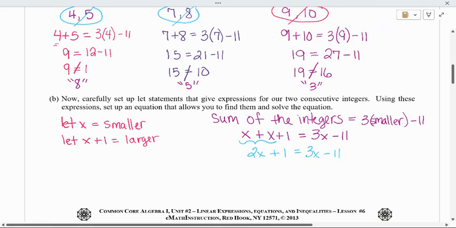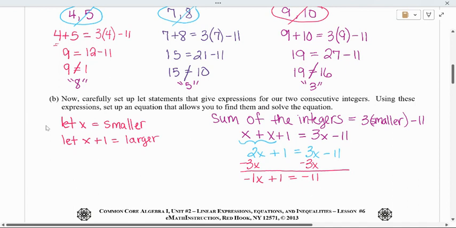So do you want to subtract 2x from both sides, or do you want to subtract 3x from both sides? It doesn't matter as long as we get all the x's on one side and all the constants on the other. Subtract 3x from both sides. Minus 3x. Remember, whatever I do on one side, I have to do on the other. 2 minus 3 is -1. So I have -1x plus 1 equals -11.